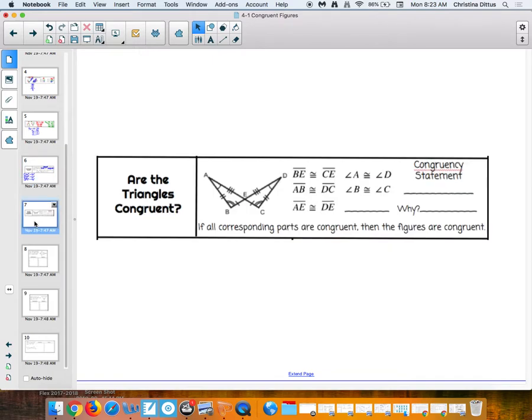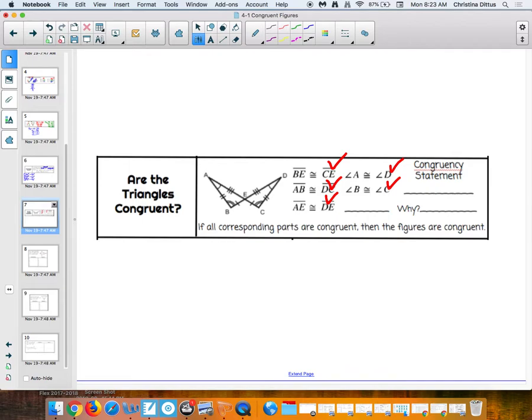We got this little picture here. And I want to know if these triangles are congruent. Well, first let's go through our little matching thing. Is BE congruent to CE? Is that true? Yes. Is AB congruent to DC? Yep. Is AE congruent to DE? Yep. Is A congruent to D? Yep. Is B congruent to C? Yep. I got a blank.